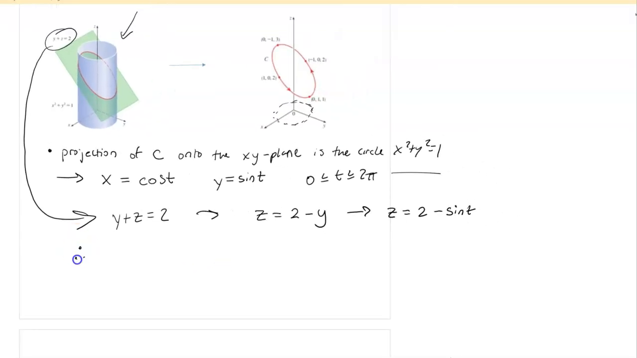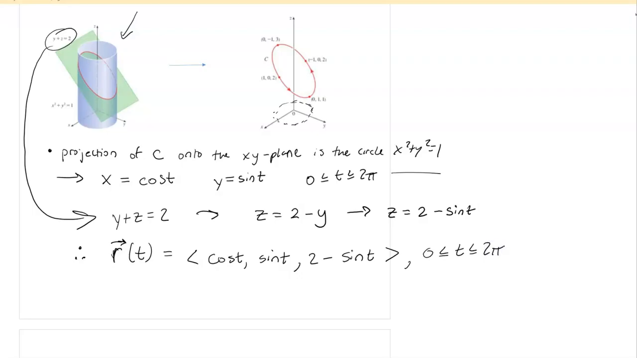Therefore, putting it all together, our vector function r of t can be written through our parameterization of cosine of t, sine of t, and 2 minus sine of t, where t is defined from 0 to 2 pi. So that is the parameterization of our space curve. That gives us the vector function. You plug in different values of t, and we will go around what looks like a kind of slanted ellipse through 3 space. So that is our vector function.